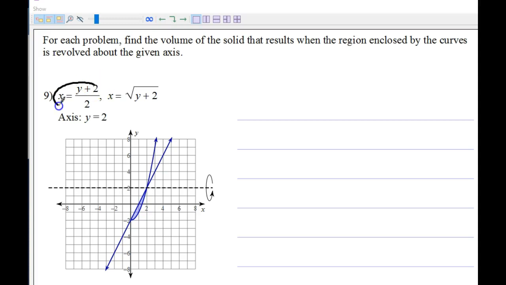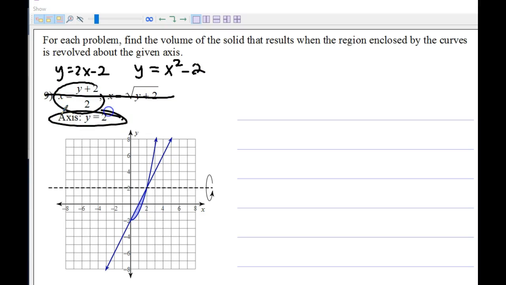What did you get for this one? y equals 2x. Isn't it minus 2 though? Yeah. Okay, 2x minus 2. And then I'm going to ask Luke, how about this second one? x squared minus 2. Okay, so we had to do that because my axis is a horizontal axis. You got to keep an eye out for that kind of stuff.